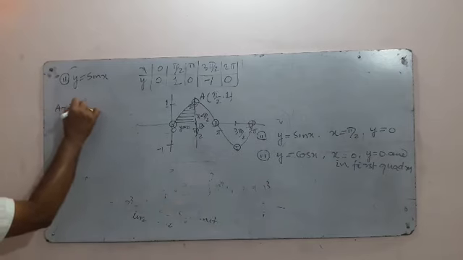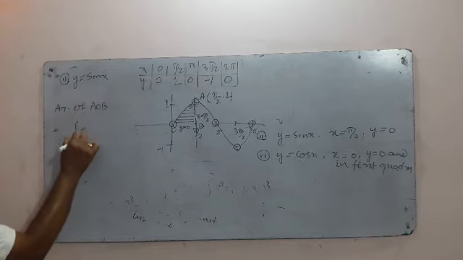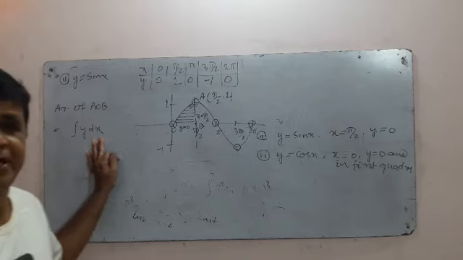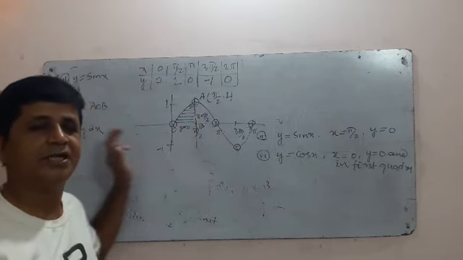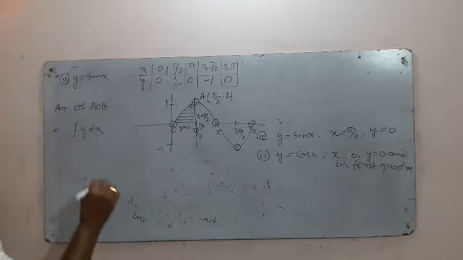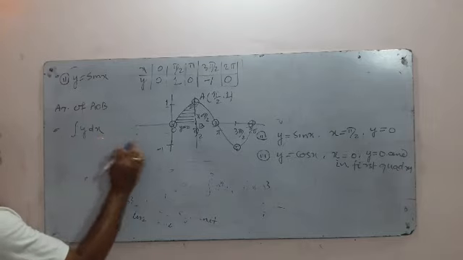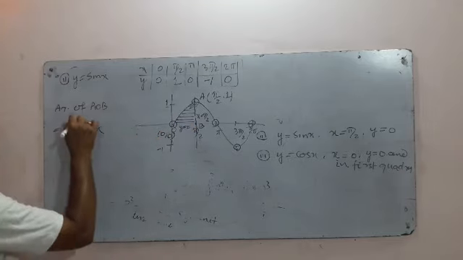Area of AOB is integration of y dx. Why not x dy? Y dx. Dx means it must involve the x-axis. If the area is bounded with the x-axis, then y dx. If it is bounded by the y-axis, then x dy. Right? So y dx, x varies. Dx means x varies. X is here 0 and x is pi by 2. So it is from 0 to pi by 2.